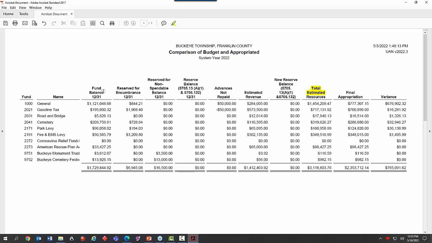So it's got the prior year carryover encumbrances, non-spendable, advances not repaid, estimated revenue, which is taxes and other sources, and this is the total amended certificate. This is what you have put in the software as board adopted appropriations. So we can tell you haven't gone over. The variance column means the amount of resources available certified on the amended certificate that we have not yet appropriated. So when you don't appropriate 100%, this is the report you want to go to.